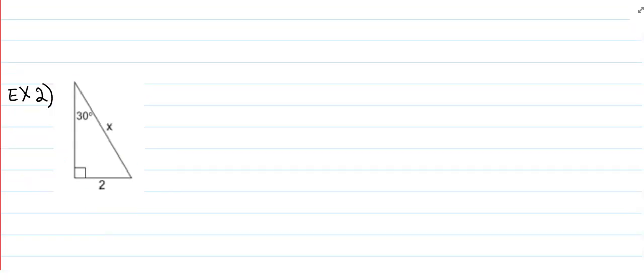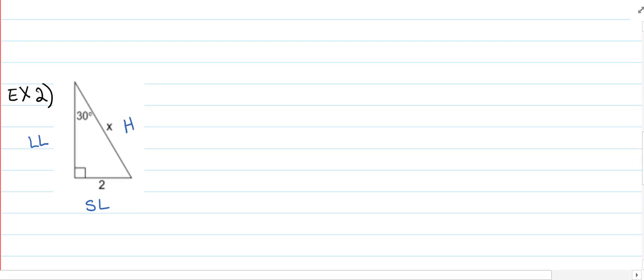Here's a second example. It's very similar. Again, I can label all my sides, and I just use the first letters: SL for short leg, LL for long leg, H for hypotenuse. Remember, that's looking at each angle and finding the opposite side. If 2 is my short leg, we love when we're given that, because we know that's x. That's our starting point.